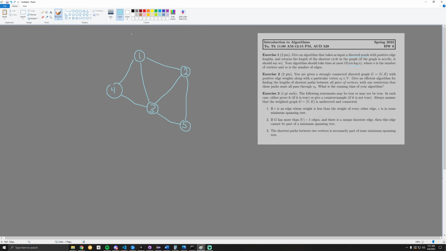All right. If E is an edge whose weight is less than the weight of every other edge, E is in some minimum spanning tree. All right, so let's look at an example of that. Let's say this is 3, this is 4, 2, 5, 3, 1, and 7.